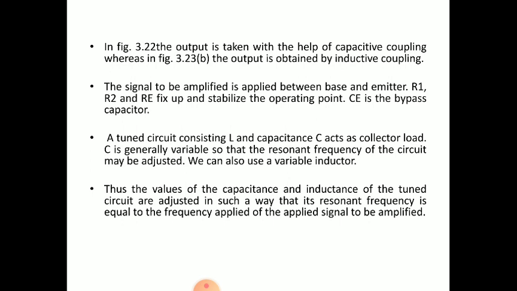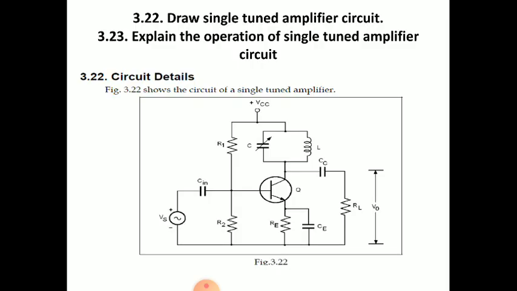Thus the values of the capacitance and inductance of a tuned circuit are adjusted in such a way that its resonant frequency is equal to the frequency of the applied signal to be amplified. So whatever AC input signal we are applying, the tank circuit has to be tuned to the same frequency as the input signal so that we can get the maximum gain at that particular frequency.